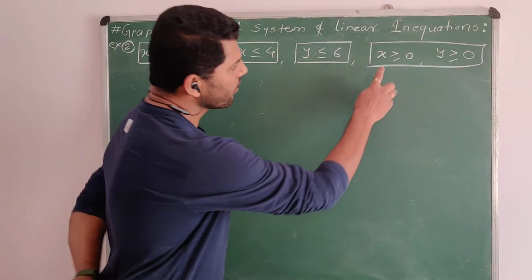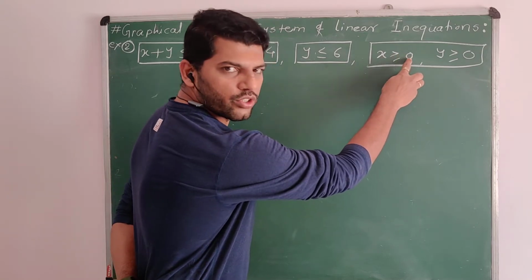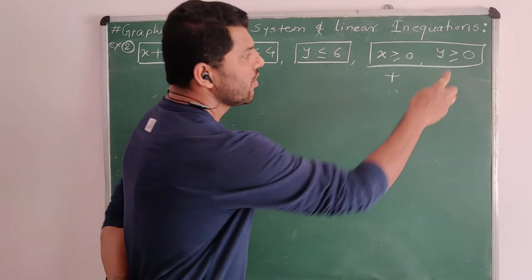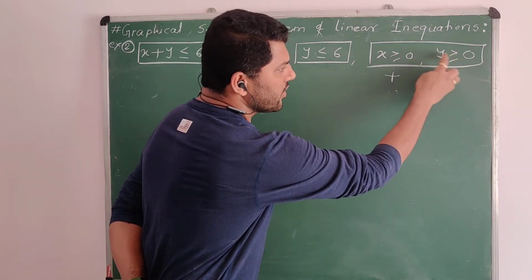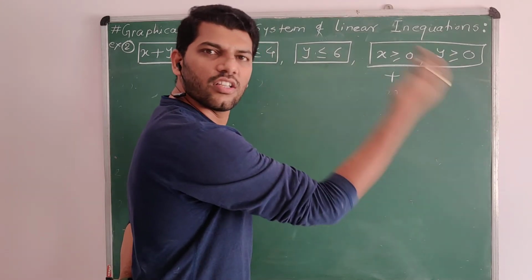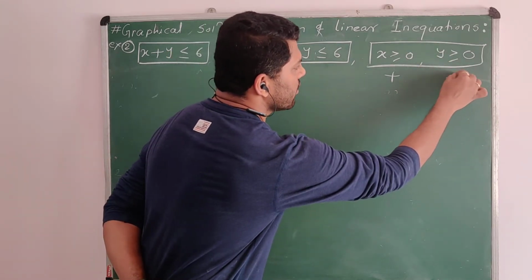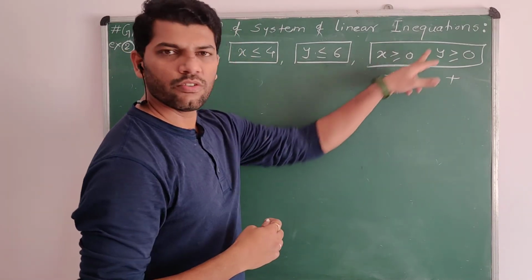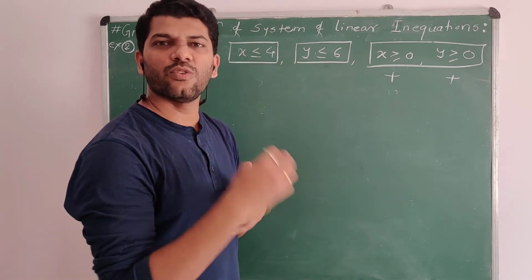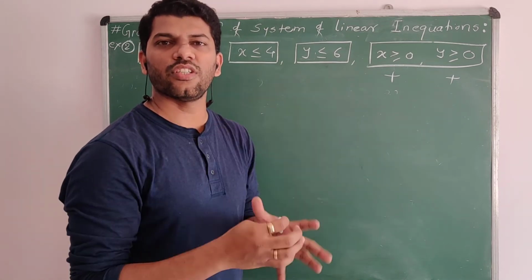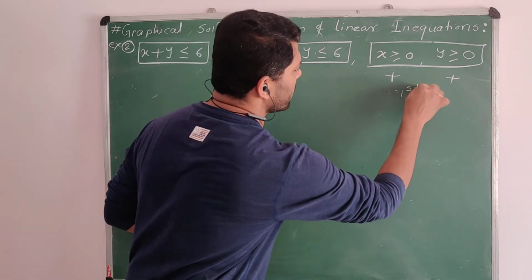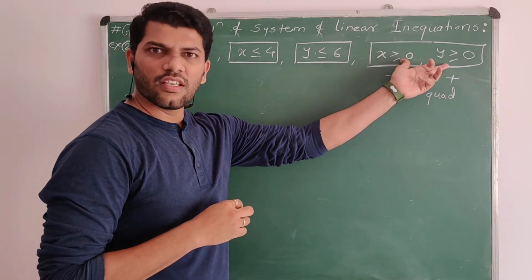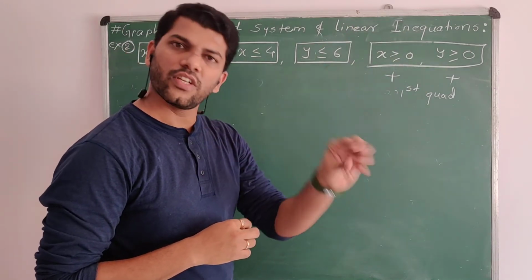It's a very simple thing. When x is greater than or equal to 0, it means all the x values are positive. If y is greater than or equal to 0, it means all the y values are positive. So what is the meaning of this? Together, x is positive, y is positive, and that indicates the solution set lies in the first quadrant. That's all. This is the simple meaning of this.